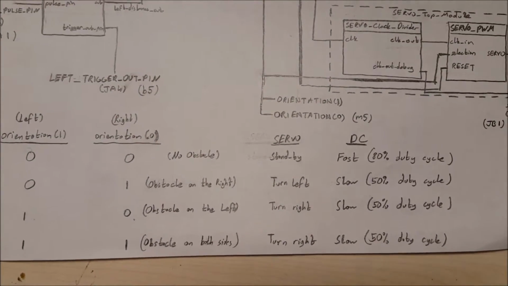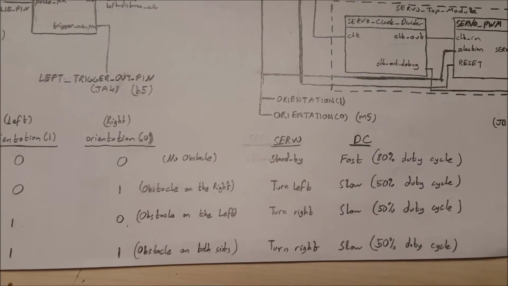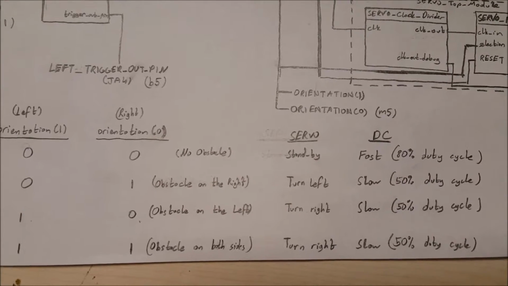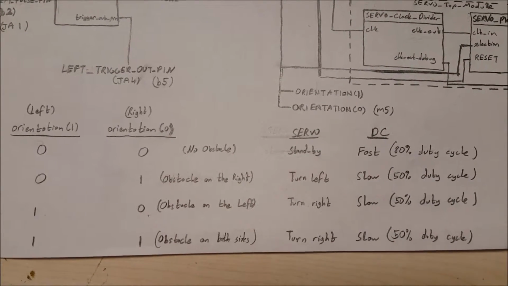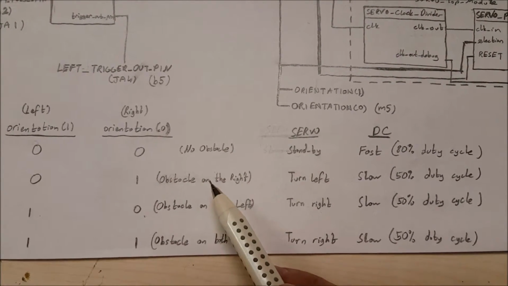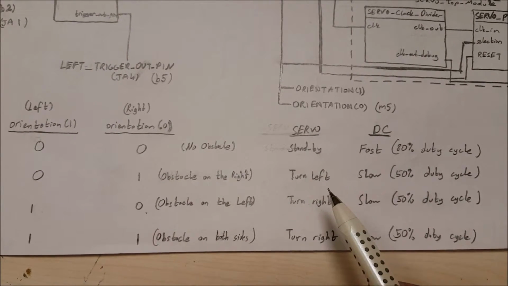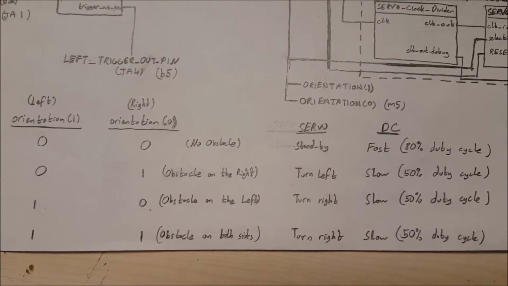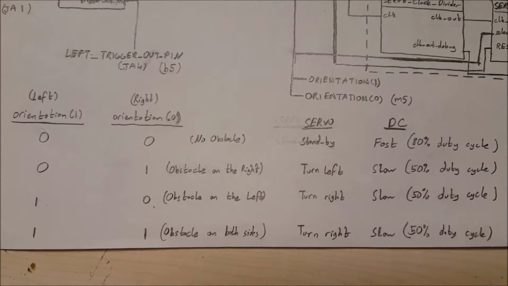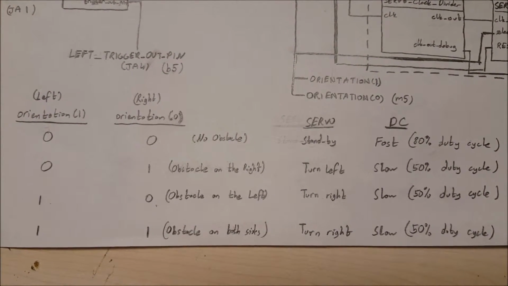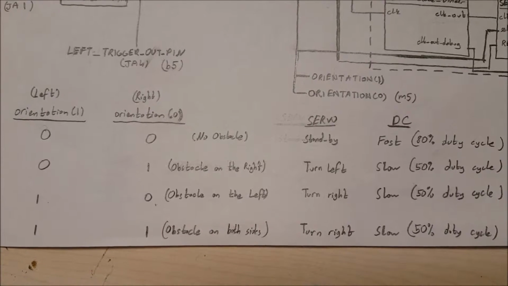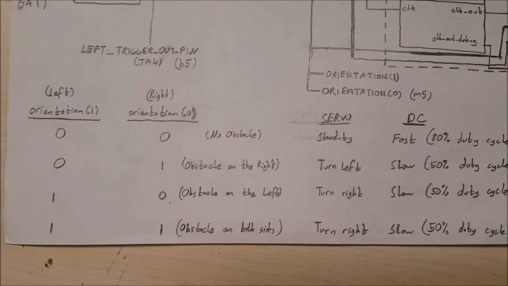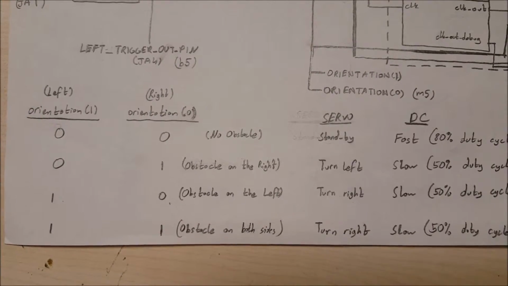If there are no obstacles, the servo motor will not turn and will stand by at the middle position. Obviously, if there is an obstacle on the right side, the servo motor will turn left to avoid the obstacle. If there's an obstacle on the left, the servo motor is going to turn to the right. And as I mentioned before, if there are obstacles on both sides, it will turn to the right.